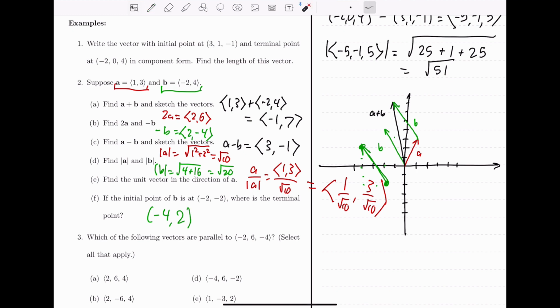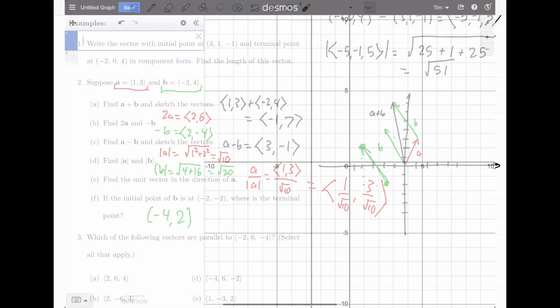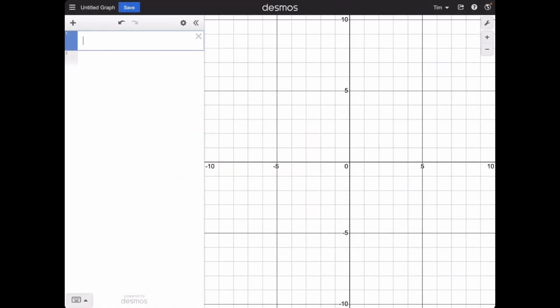Let's take a look at how to plot two-dimensional vectors, and for this we're going to use Desmos. Unfortunately, Desmos doesn't really have a pretty way to draw vectors with the arrows and everything, but there is a way to generate vectors. So we want to first graph the vector a, which is 1, 3.